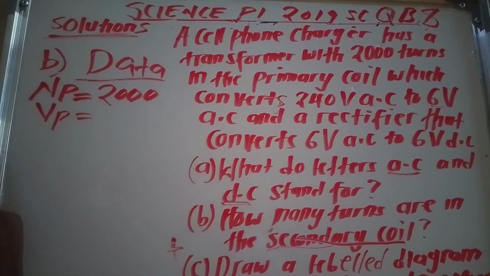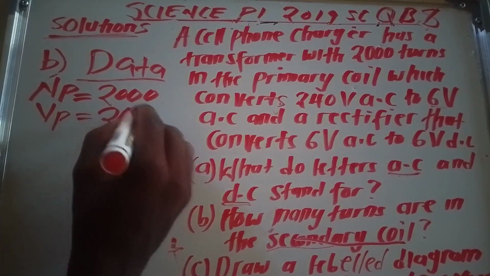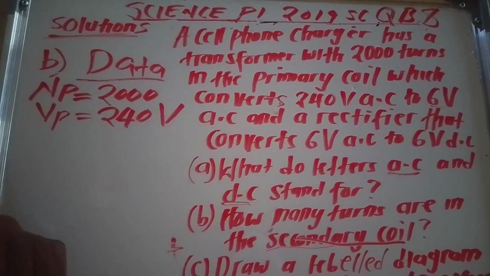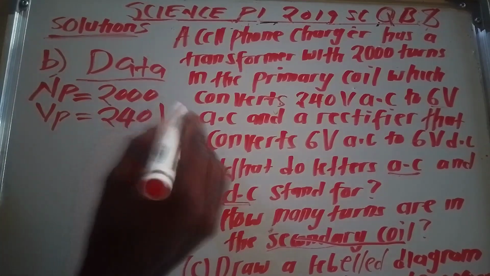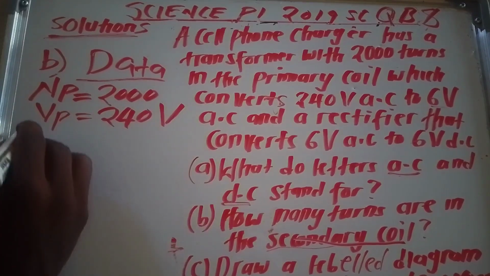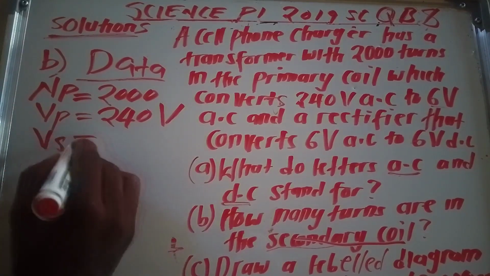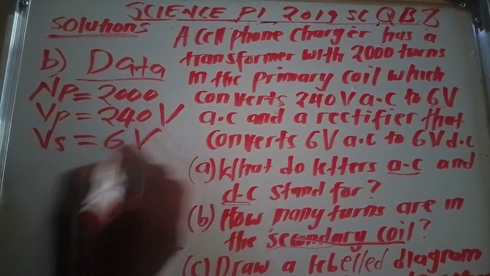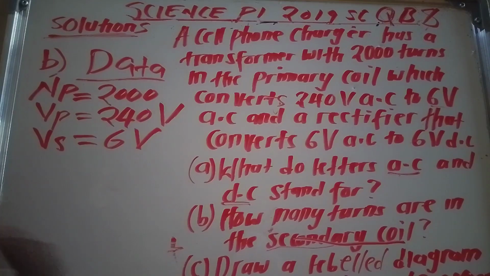voltage in the primary coil, we have been told that it is 240 V. Make sure you write a capital letter V, because if you write a small letter, then you are writing something else. This is the symbol for voltage. Then the voltage in the secondary coil, the output voltage, you have been told that it is 6 volts. I hope you are getting it.